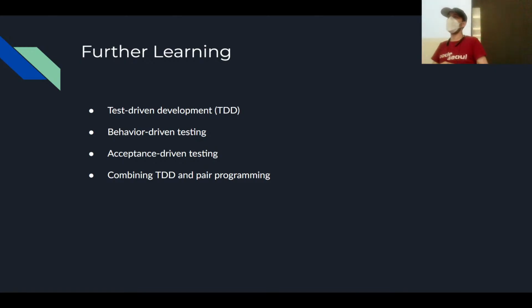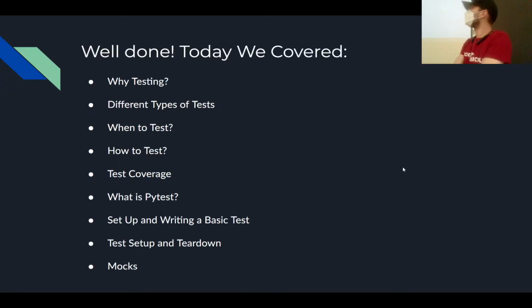Behavior-driven testing, where you style your tests in terms of user behaviors rather than technical things. Acceptance-driven testing, which is kind of an extension of behavior-driven testing, but it's at the broader user perspective, so it's like the end-to-end layer. And then combining test-driven development and pair programming, where one person writes a test and gives it to the other person. The other person writes code to pass the test, and then they write some tests, and the first person writes code to pass the test, back and forth, which is quite fun and nice. But you can read on that on your own.